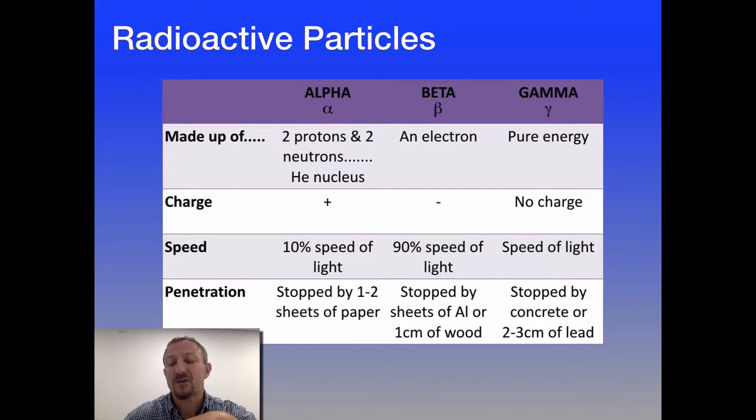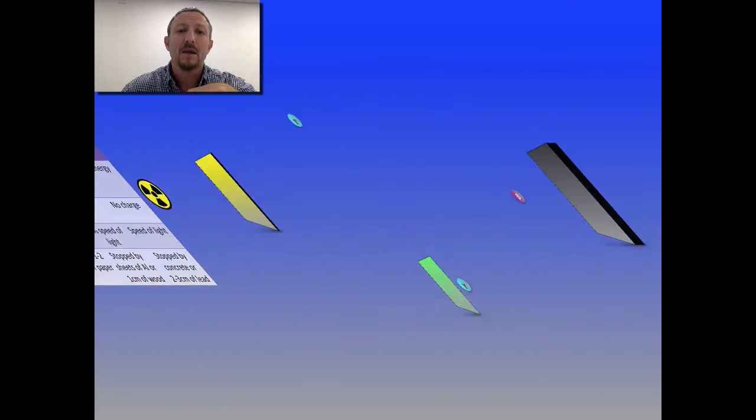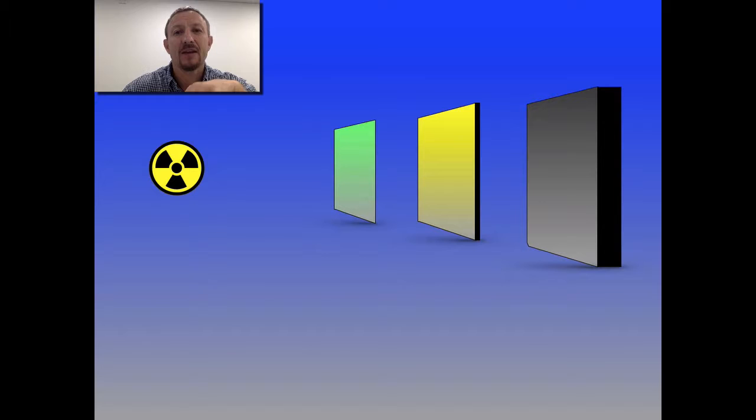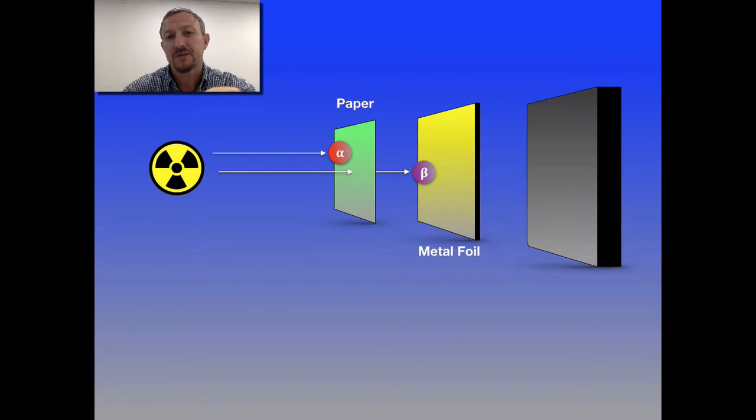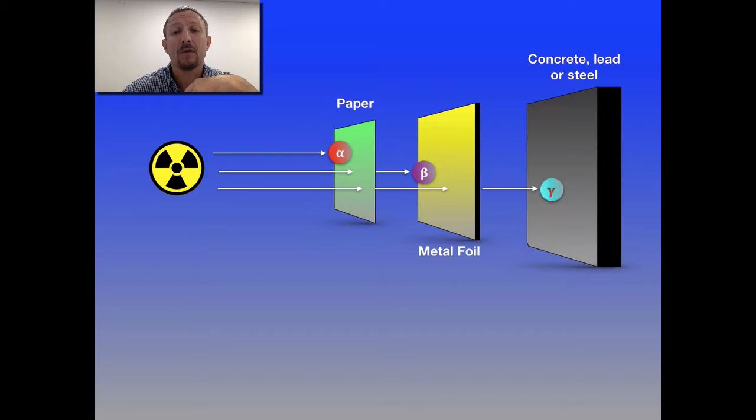So let's have a look at their penetrating effects, because this is what's important when we're exploring what's going into the atom. This simulation shows our radioactive source on the left-hand side. If we look at the alpha particle first, we notice that it will be stopped by a simple sheet of paper. The beta particle is able to pass through sheets of paper, but it will be stopped by any metal foil. And finally, gamma will pass through the paper and the metal foil, but it will be stopped by concrete, lead or steel.